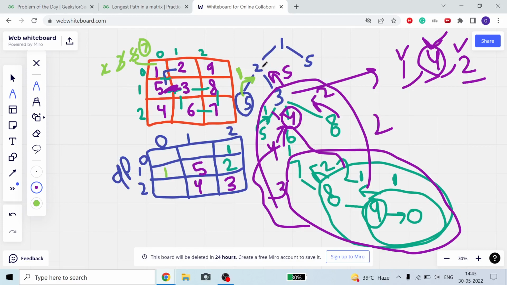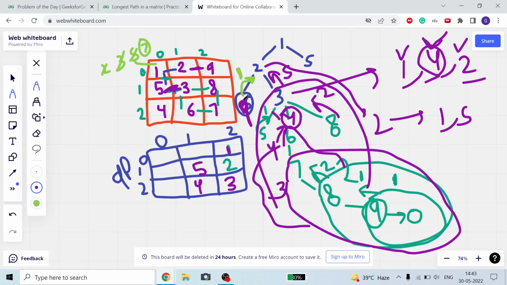Now this 2 has two choices, 1 and 5. Okay, sorry guys, from this 2 we cannot go to 5, we will go to 9. So we will not update it as well. This is minus 1 as of now.